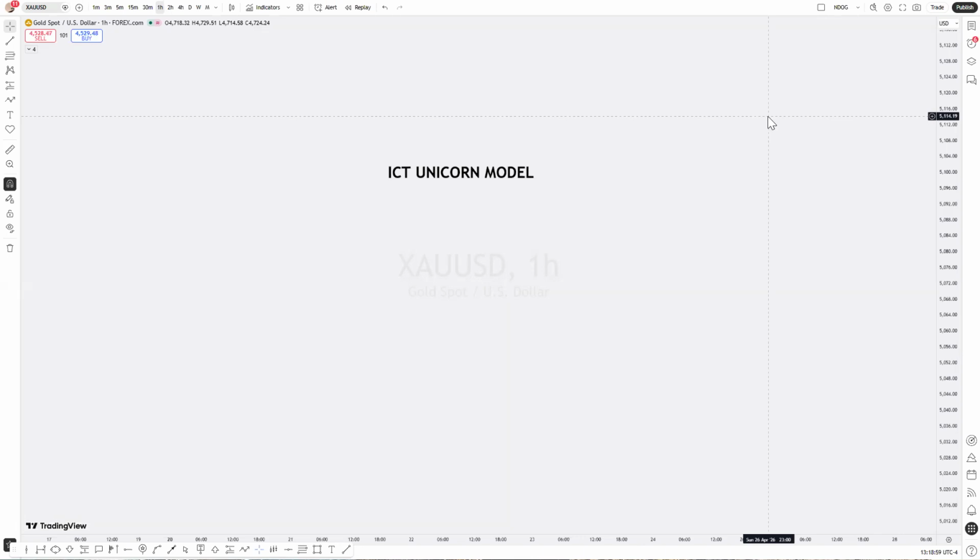I do use it personally, and lots of SMC and ICT traders do use it as well. It's called the ICT Unicorn model. It's a very high probability model. So it's a model that, if well understood, well seen, and well taken, results in a high win rate trading a series of trades. You understand?